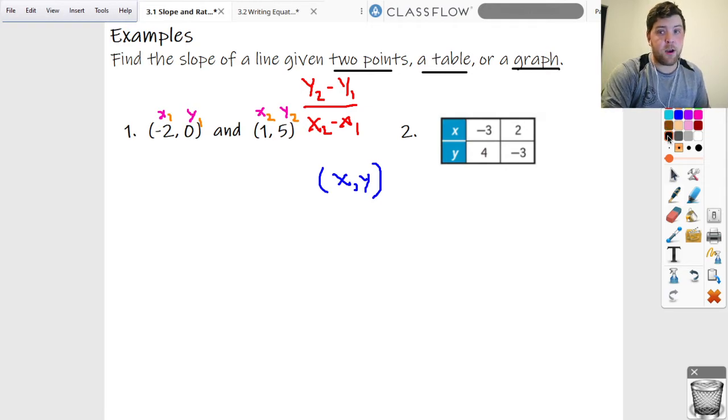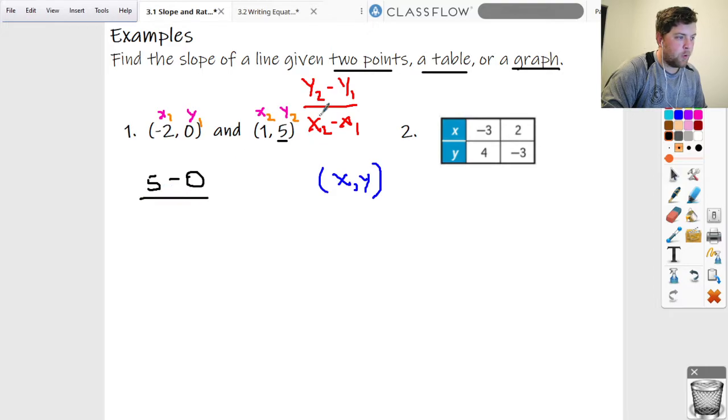From there, you're just plugging these values into our slope formula that we talked about a second ago. So if I'm looking at y2, well, my y2 value is this 5. So I'll have 5 minus y1, so it's always minus, and then y1 is 0. So 5 minus 0 over x2, which is 1, minus x1. My x1 is negative 2, so I have to do minus negative 2.